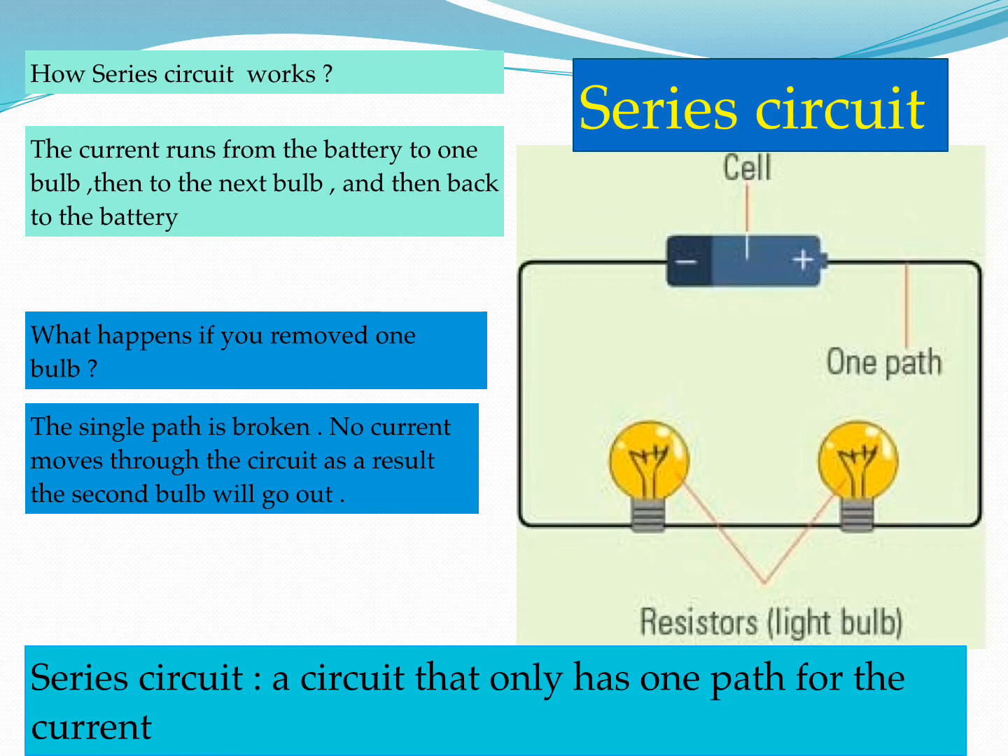So remember, in this circuit we only have one path for the current, and disconnecting a light bulb opens the whole circuit, so both bulbs go out. Remember, if you remove one of the bulbs or one of the lights, both light bulbs will go out.